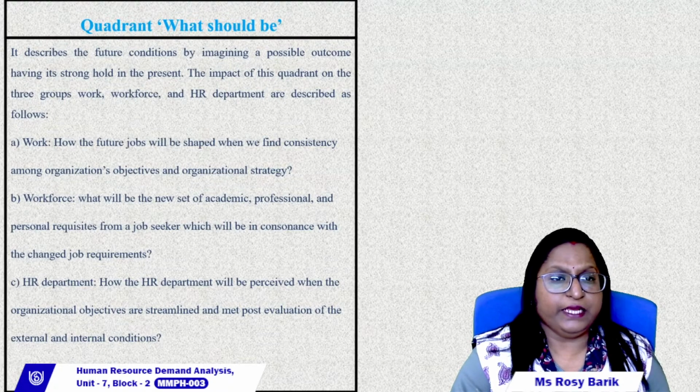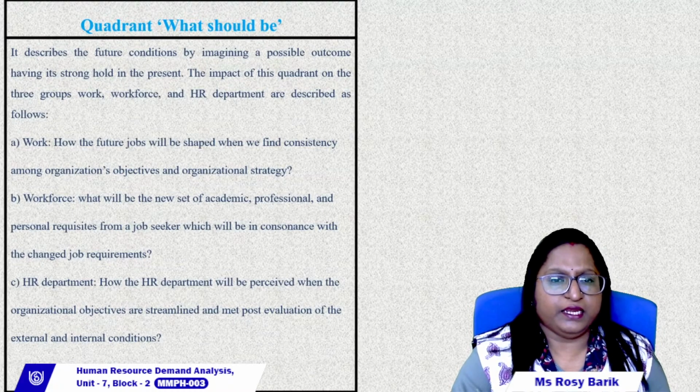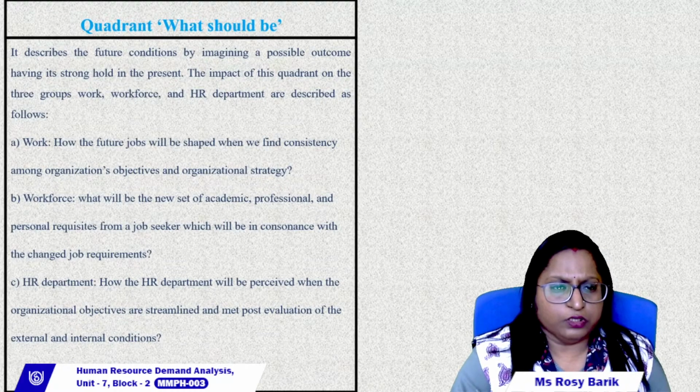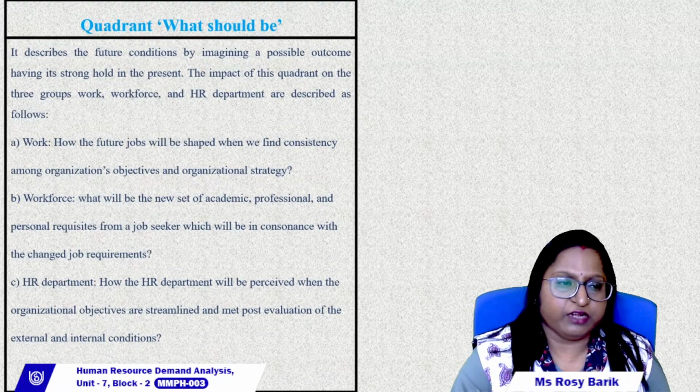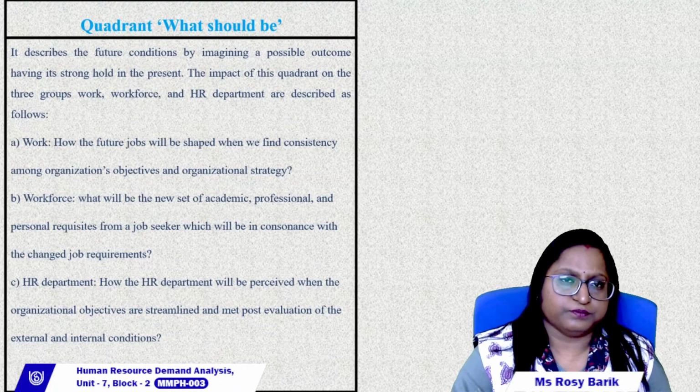Workforce: what will be the new set of academic, professional, and personal requisites from a job seeker, which will be in consonance with the changed job requirements. Then HR department: how the HR department will be perceived when the organizational objectives are streamlined and made after evaluation of the external and internal conditions. So we discussed the four quadrants of the process.